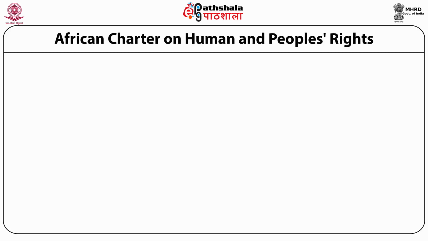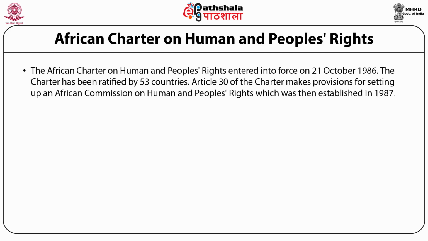Now, let's look at the African Charter on Human and People's Rights. We've so far dealt with two international instruments, the UDHR and the ICCPR. Now we come to the regional instrument, the African Charter on Human and People's Rights, which is the founding charter as far as human rights are concerned in the continent of Africa. The African Charter entered into force on 21st October 1986. The charter has been ratified by 53 countries.